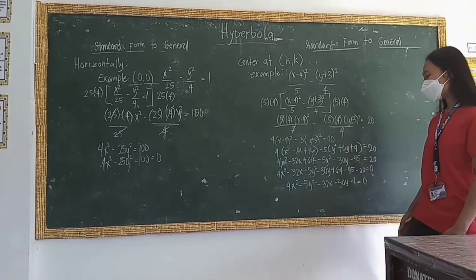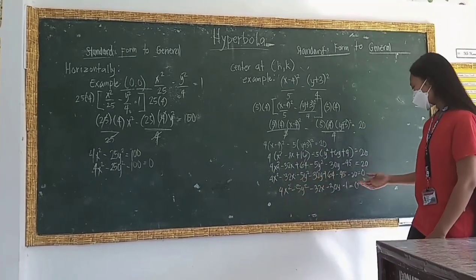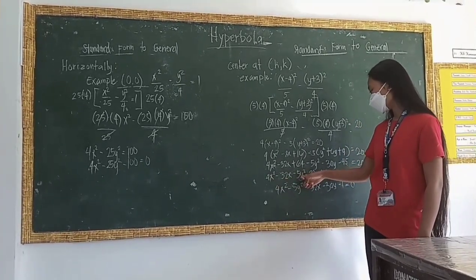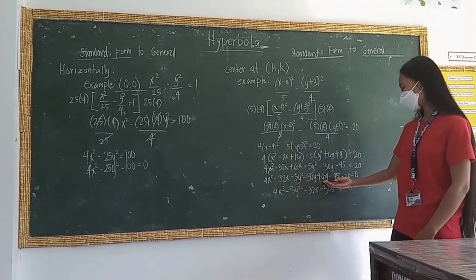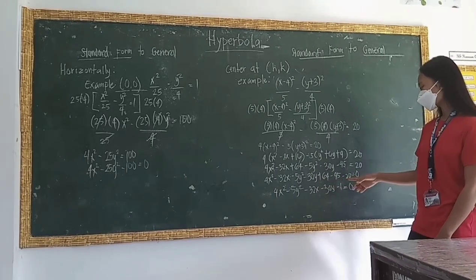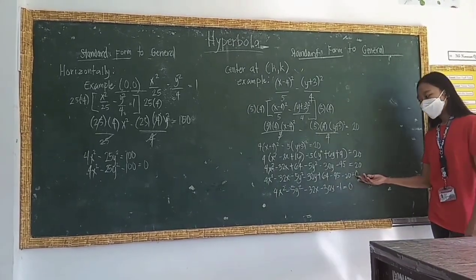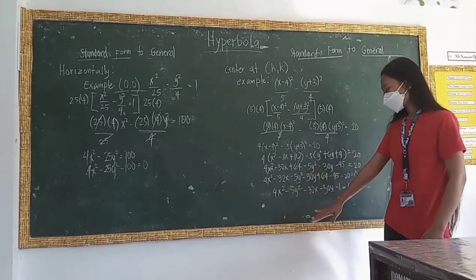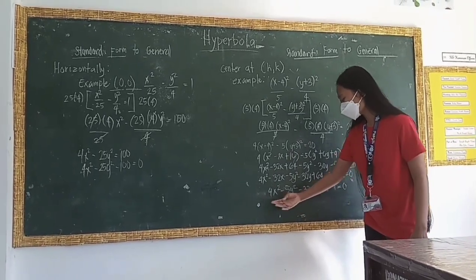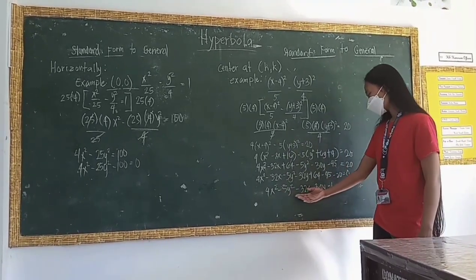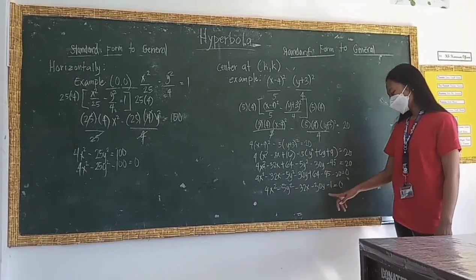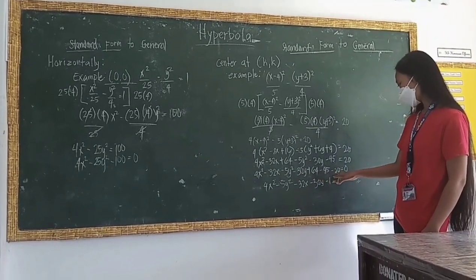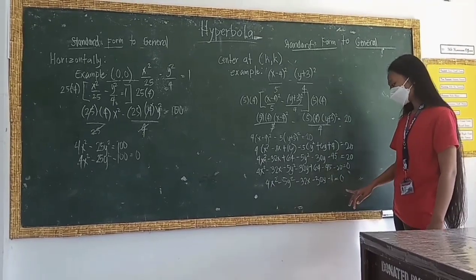And now we will combine the same variables. So it will become 4x squared minus 32x minus 5y squared minus 30y plus 64 minus 45 minus 20 is equal to 0. And then we will combine the same exponents. So it will become 4x squared minus 5y squared minus 32x minus 30y minus 1, because 64 minus 45 minus 20 is equal to negative 1, is equal to 0.